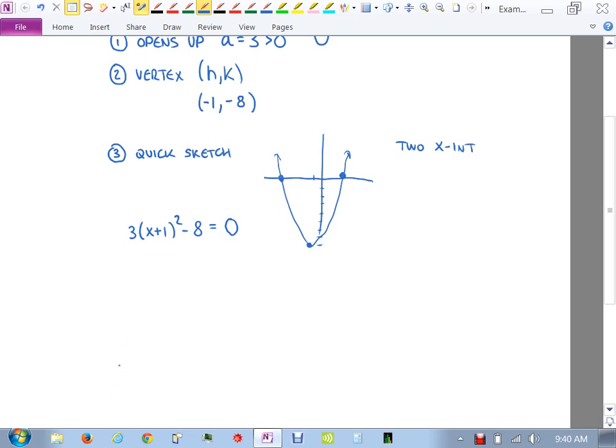Whenever we're in standard form, what we do is the same as when we're trying to get x-intercepts, right? We don't use the quadratic formula. We don't factor. We use the square root property. So we try to get that parentheses by itself. We'll first move the 8 to the other side. Divide by 3.